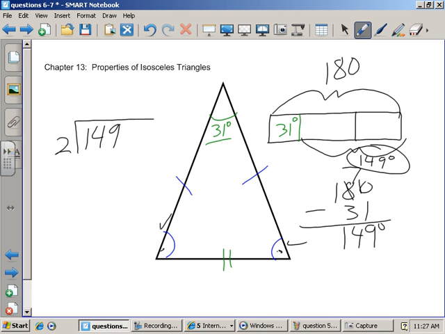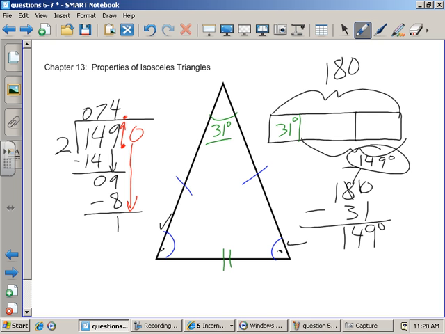So 2 goes into 1 0 times, 2 goes into 14 7 times. 7 times 2 is 14. I have to subtract 0. Bring down my 9. 2 goes into 9 4 times. 4 times 2 is 8. I subtract. I have a 1. I do not want to report it as a remainder. I want to report it as a decimal. That means I need to put my decimal right here, bring it straight up, and continue.